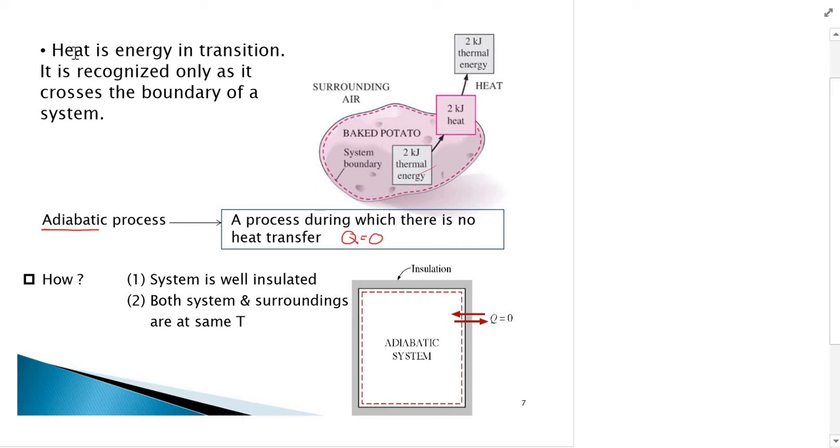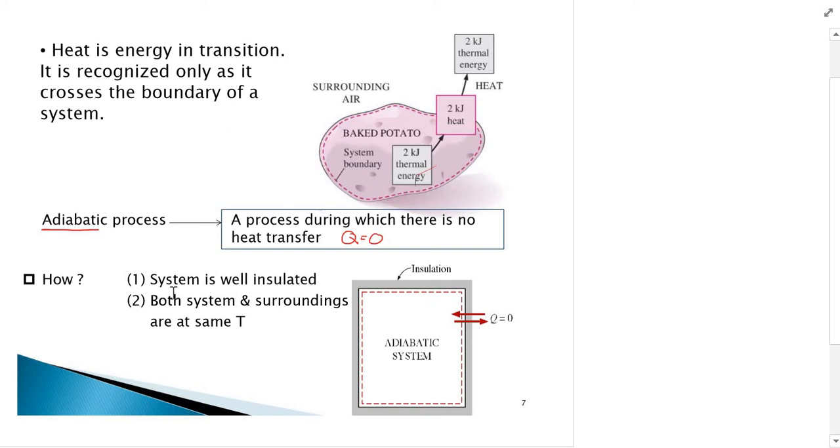And when we're dealing with heat, okay, we will see this adiabatic term. Adiabatic process means that the process during which there is no heat transfer, your Q equals 0. So how can we see this? Okay, it can be under 2 conditions. First one is when your system is well insulated. That means no heat can go in or go out because it's well insulated.